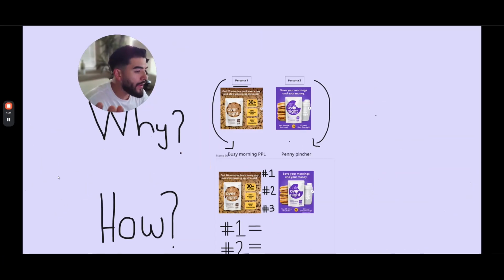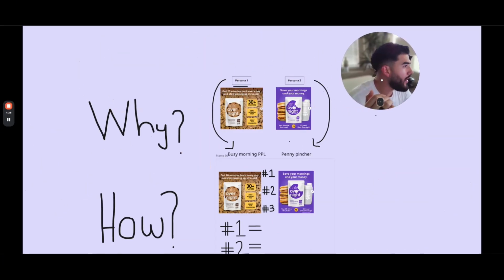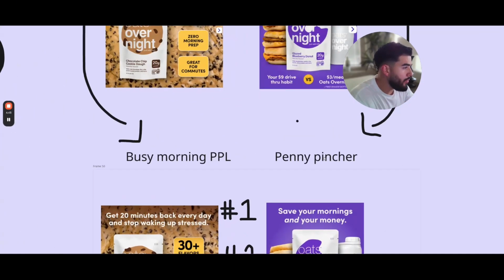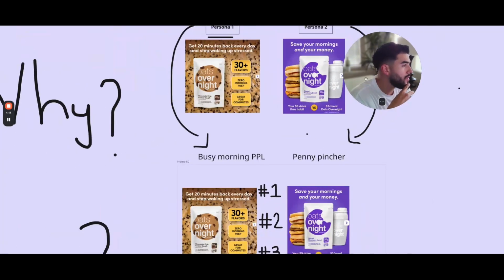So that is the why you can't scale your Facebook ads. In a lot of cases, you're, one, just not making enough ads, and your ads that are working are fatigued and you need new iterations. Or two, you're not testing any new personas. You're not introducing anybody to the brand from a new angle. So again, busy morning people, penny pincher. You have to introduce new audiences to the brand.